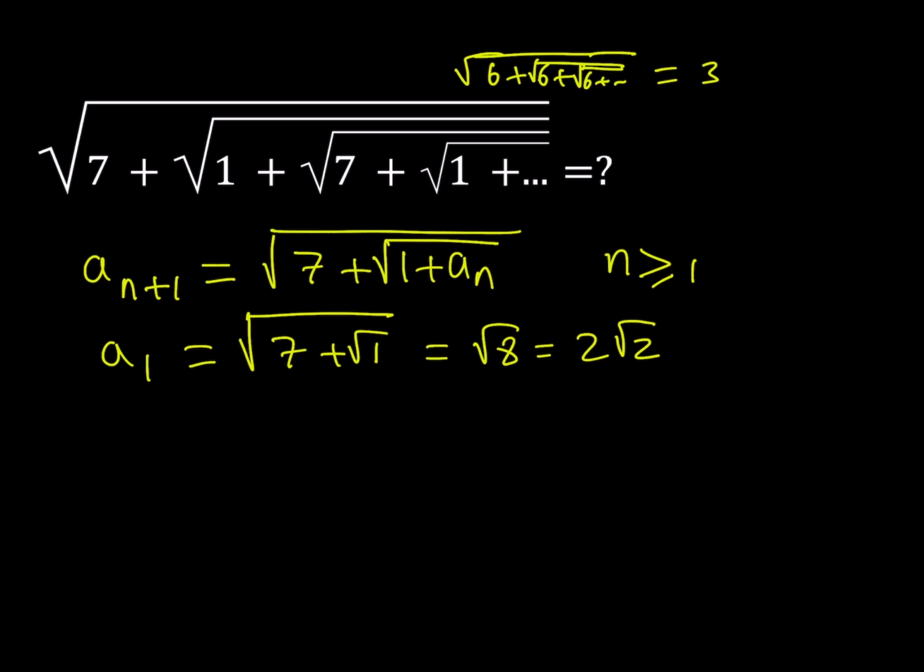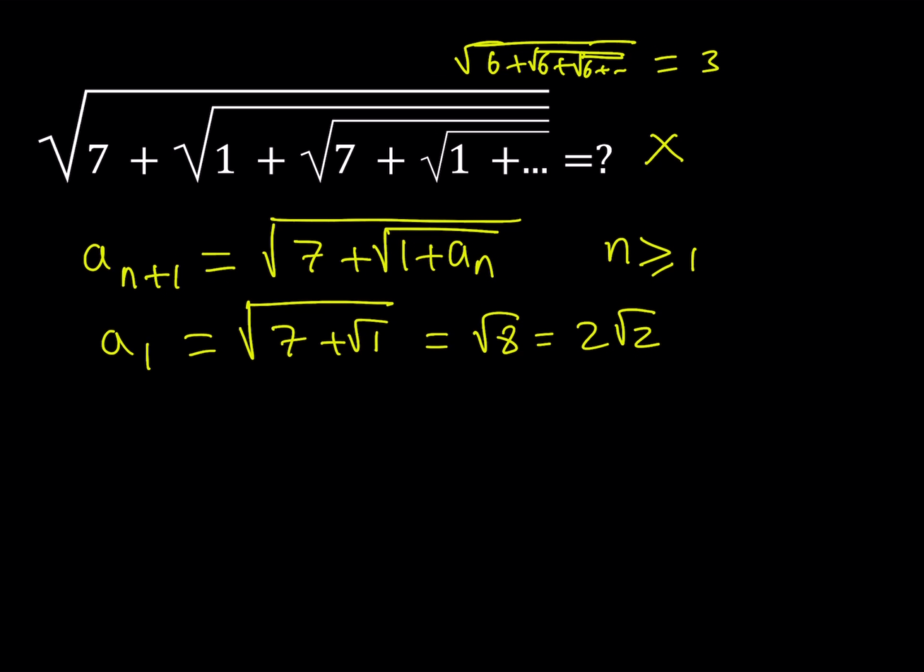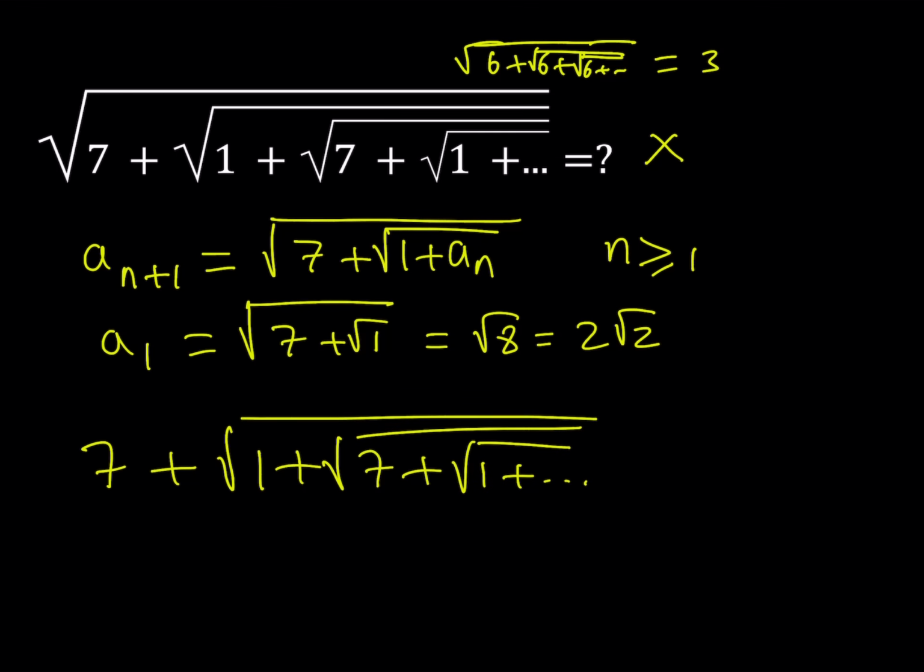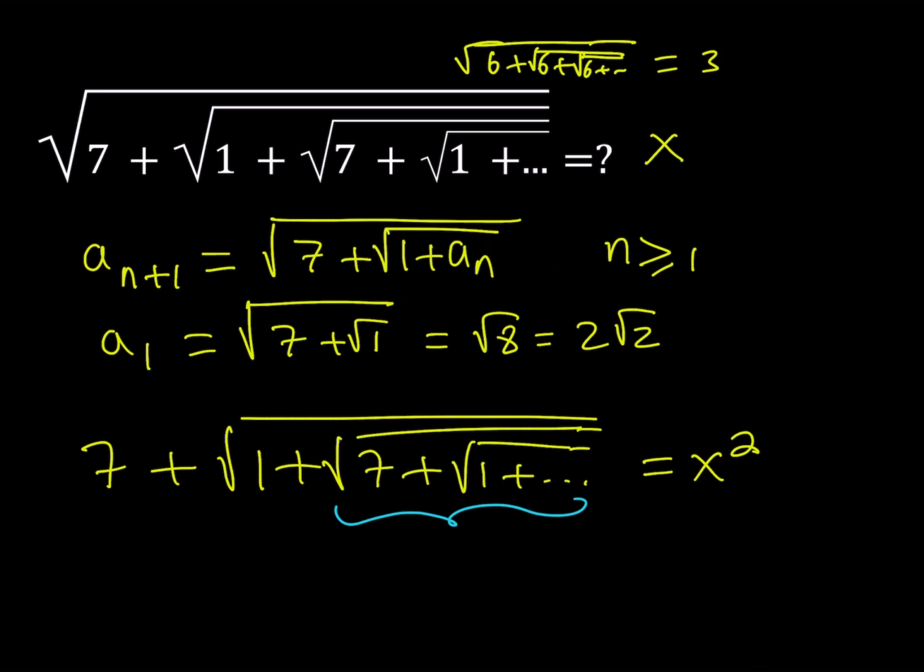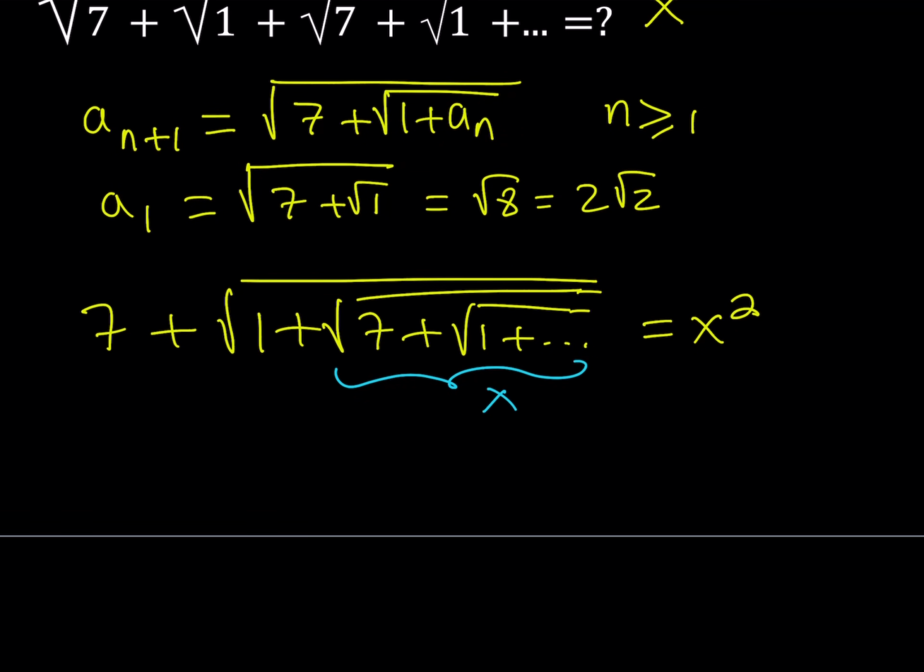So what happens if you set this whole thing equal to x? Then obviously the next step would be squaring both sides and getting 7 plus the square root of 1 plus the square root of 7 plus the square root of 1 plus dot dot dot. I know some people don't want me to say dot dot dot, but I like to say dot dot dot. Anyways, this equals x squared. And you'll notice that this expression contains itself. So from here on, we can just write that this is the same thing as x, including the square root. So we can write it as 7 plus the square root of 1 plus x equals x squared.